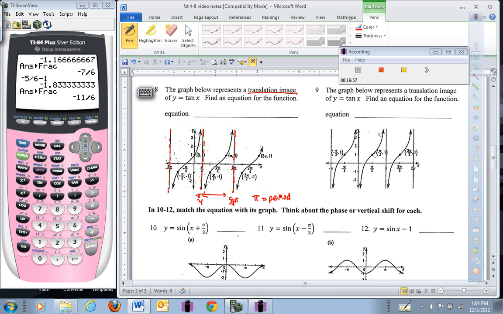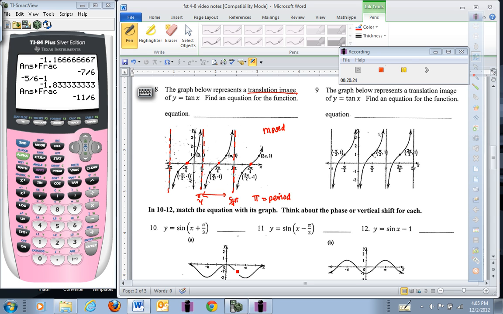Okay, we just need to know where the points of inflection are. The points of inflection appear to be right here. Okay? And so now we're going to say that this function has been moved. Okay, we have to figure out how far it's been moved.